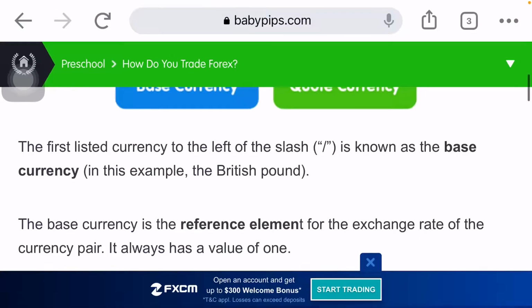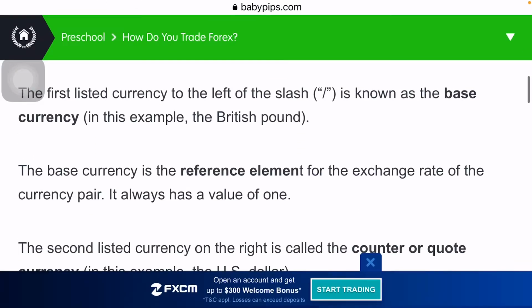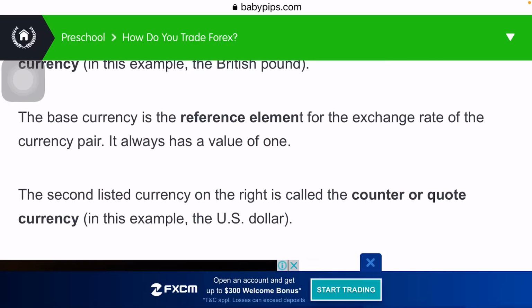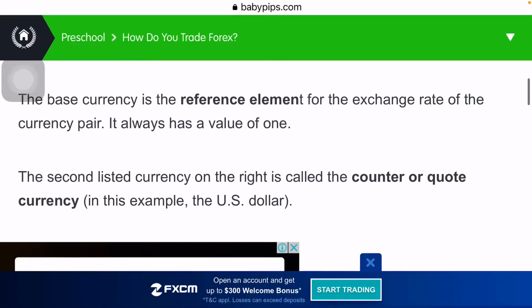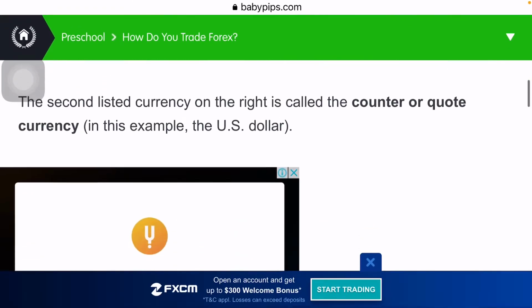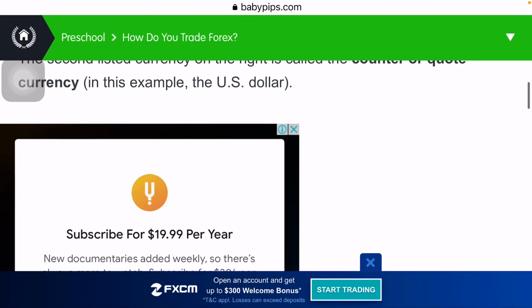So the first listed currency, to the left of the slash, is known as the base currency. In this example, the British pound. The base currency is the reference element for the exchange rate of the currency pair. It always has a value of 1. The second listed currency, on the right, is called the counter or quote currency. In this example, the US dollar.